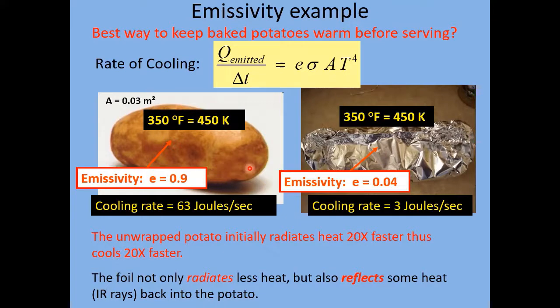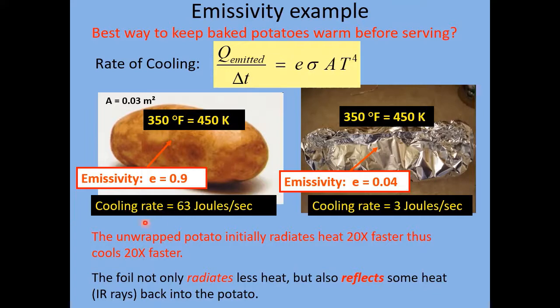Now, here's the key difference. This potato here on the left side has this area and this temperature. If we wrap the potato in foil, it still has the same area and it still has the same temperature, right? It came out of the same oven, so it's still 350 degrees or 450 kelvins. But the big difference is the emissivity. A bare potato, in other words the potato skin on the outside, has an emissivity of 0.9. Aluminum foil, especially the shiny side of it, has a very low emissivity of 0.04.